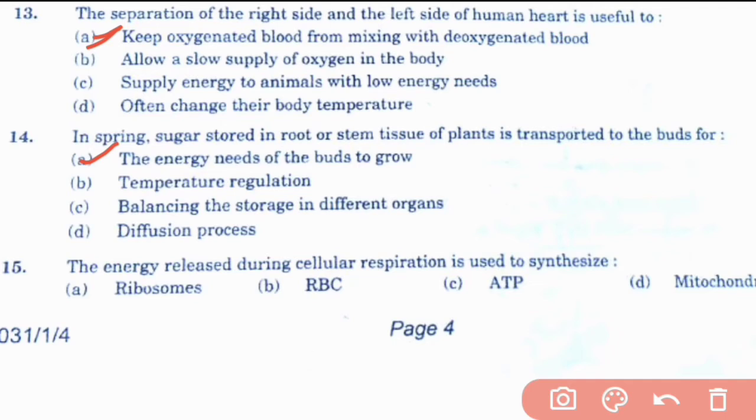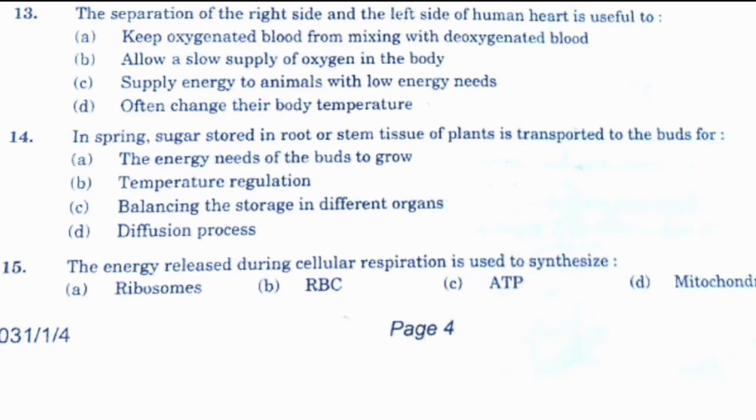Next question we have, that is question number 15. The energy released during cellular respiration is used to synthesize, option number A, ribosomes. Option number B, RBC. Option number C, ATP. Option number D, mitochondria. So the correct answer is adenosine triphosphate, that is option number C, that is ATP.